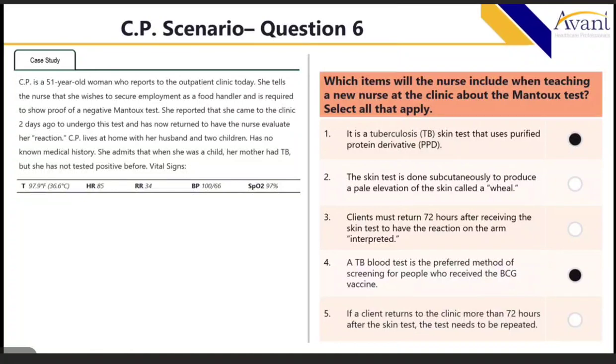And if a person has received this vaccine, they do not ever take a MANTO test because it's guaranteed they're going to have a positive MANTO, okay? Because the vaccine gives them antibodies against TB, and that's what the MANTO test is checking for, right? The MANTO test doesn't check to see if you have TB. It checks to see if you have antibodies against TB, which means you were at some point exposed.